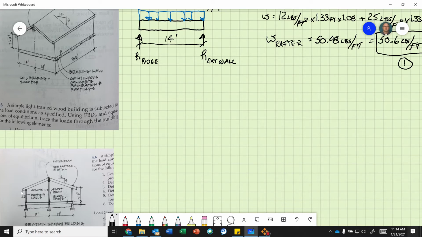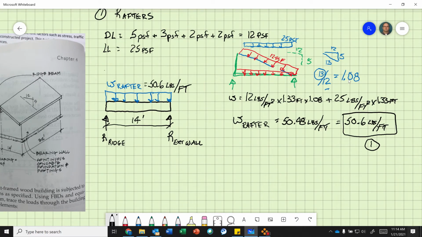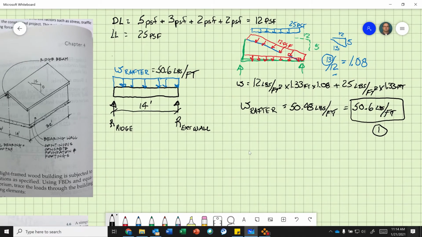Because this is symmetrical, we only have to do one side. Okay, so you see that, right? 14 feet, 14 feet. So our span has not changed. So yes, I know it's confusing because the rafter length is longer than this horizontal span, but that's why this 1.08 factor comes in. It takes this and turns it horizontal, and it accounts for that. So we're not doing angled math, angled trigonometry.